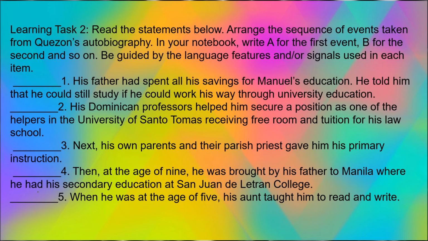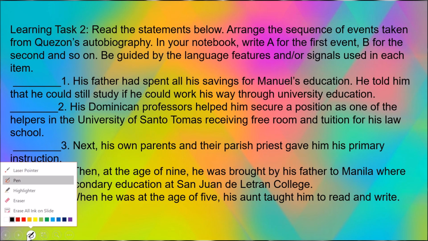So, this is what letter? Letter A. So, this is letter A, right? Okay, A. Number 5 is A. Followed by, okay, number 4. What's the number? Number 4. At the age of 9, so that's it. This is letter B. Then, at the age of 9, he was brought by his father to Manila where he had his secondary education at San Juan de Letran. Right?